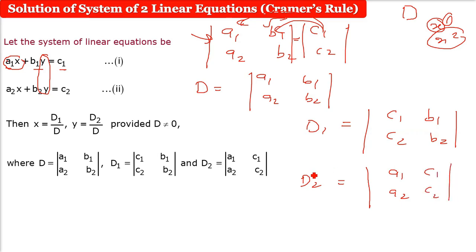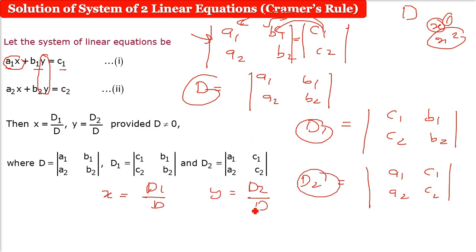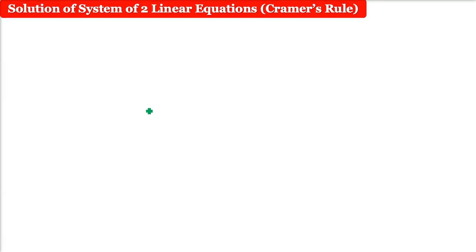So when you find these, you can easily compute the 2 by 2 determinants. x can be found directly using d1 by d, and y can be found using d2 by d. Right? But d1, d2 and d can have certain values. D can be 0 also. So if d is 0, how is it defined, or how is it not defined? I'll tell you the whole scenario.